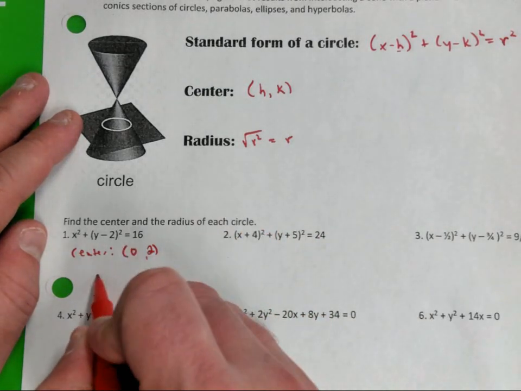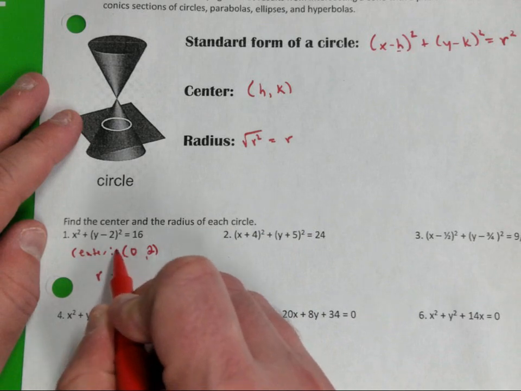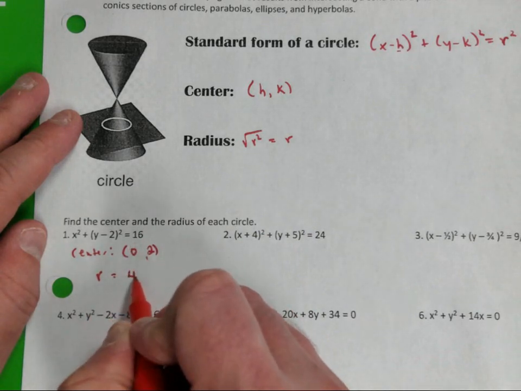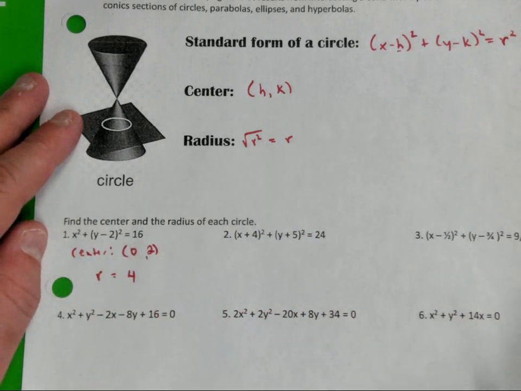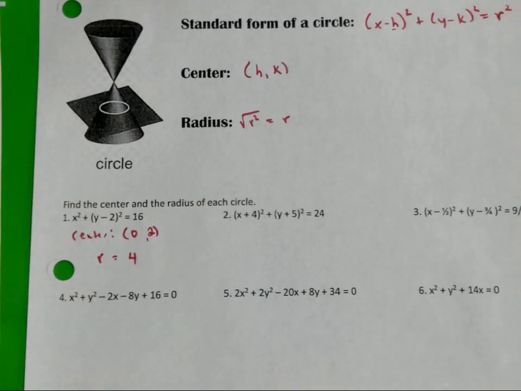Now how do you find the radius? You take the square root of what? Square root of 16, which is what? 4. And that's your answer. The center of that circle is 0, 2, and the radius is 4. Now, yes, you took the square root. In a circle, can a radius be negative? No, so you would just have positive.